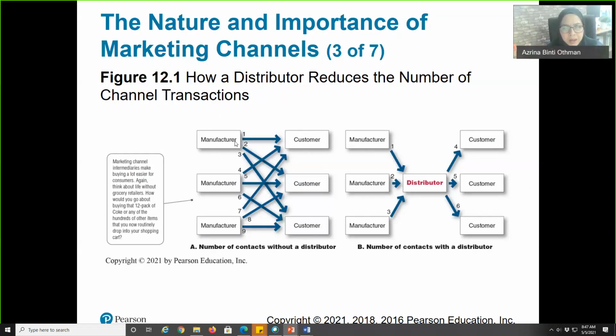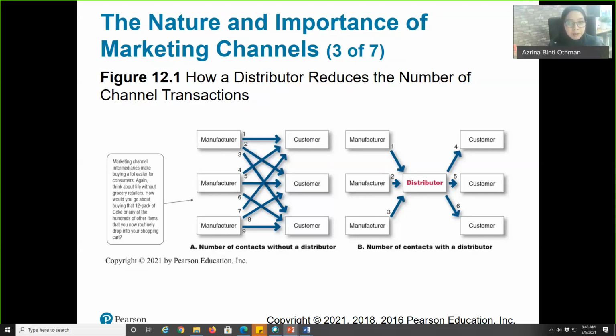So very complicated, because you need to see that the flow of number of contact between manufacturer to customer. Okay, this is the first customer, manufacturer to the second customer, manufacturer to the third customer. It followed by another manufacturer. So you will see a complicated number of contact with our distributors relationship, right? So what happens if we hire, if we have a distributor?